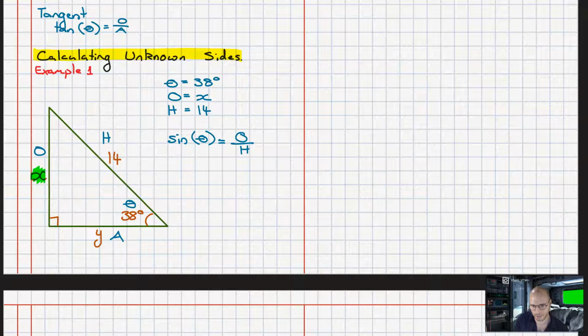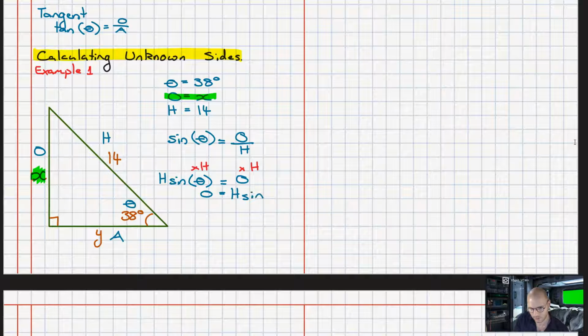Now, before I sub in any values, we want to solve for the opposite here. So what I'm going to do is rearrange this identity such that the opposite becomes the subject of the equation. To do that, I'm going to multiply everything through by h. So we're going to get h sine theta equals opposite, and then shuffling the expressions around, we get opposite equals h sine theta. Alright, now that we're in the form we want, let's substitute in our values. So we've got x, in place of h we have 14, and then finally we have sine 38.